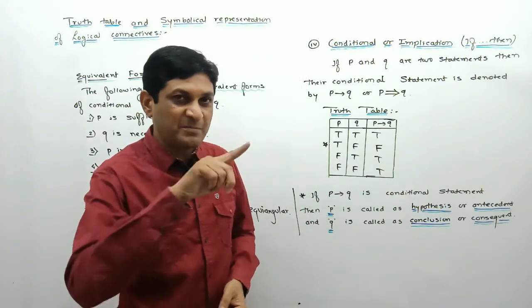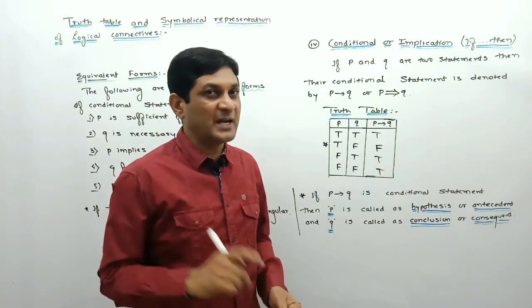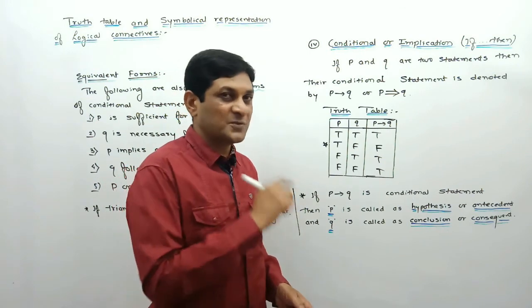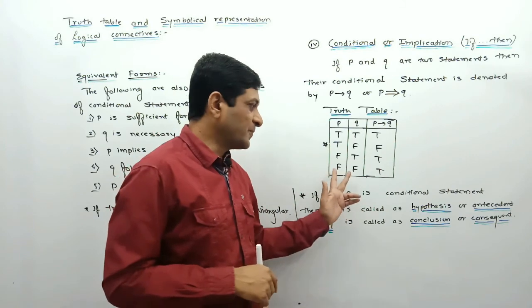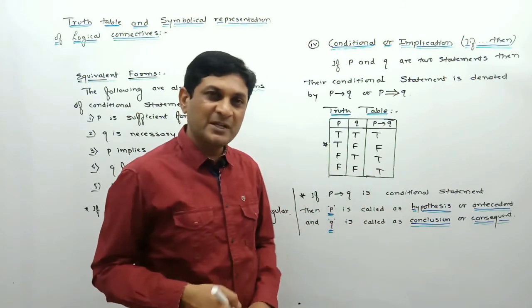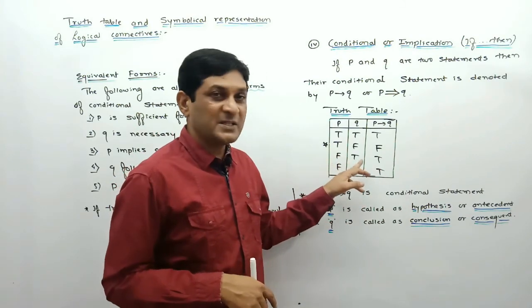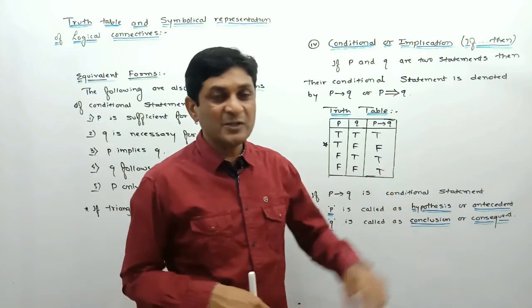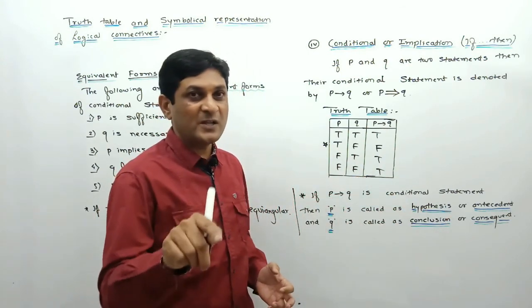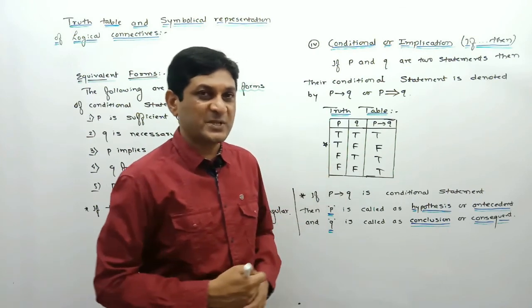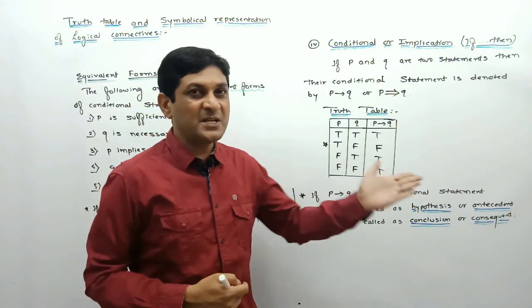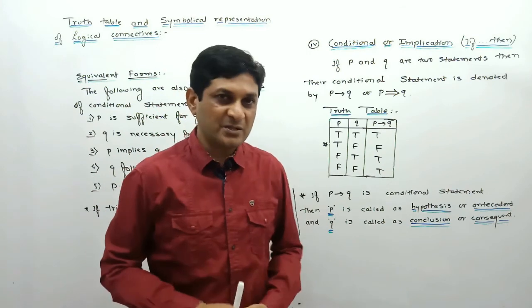Simply remember that if TF appears in the implication, only then is the implication false, otherwise it is true. If both are true, the implication is true. If both are false, the implication is true. If the first is false and the second is true, the implication is also true. It is false only if the first statement is true and the second statement is false. Means if TF appears, only then is the implication false.